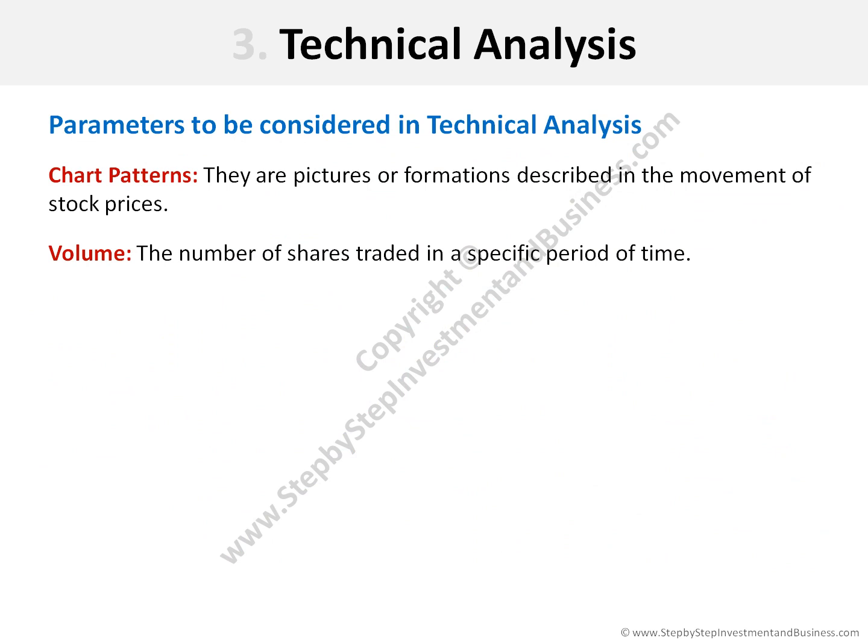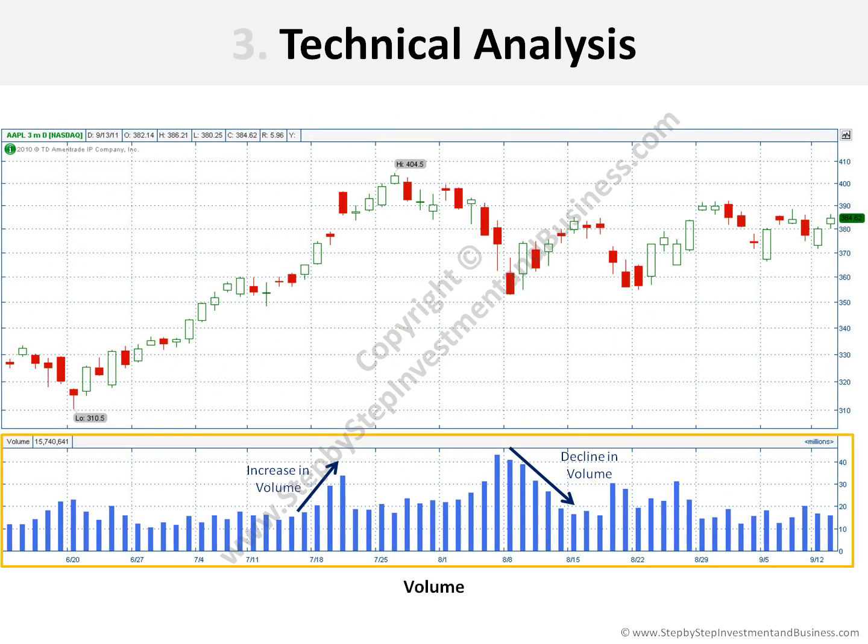The last parameter we had mentioned to be considered in technical analysis is volume. As we saw in the previous chapter, volume is the number of shares traded in a specific period of time. In general, on a chart, volume is plotted below the price area. If we work with a daily chart, each blue bar of the volume represents the number of shares traded on the day. As we will see next, we will focus on the movement of the volume, in particular, detecting an increase or a decline in it.